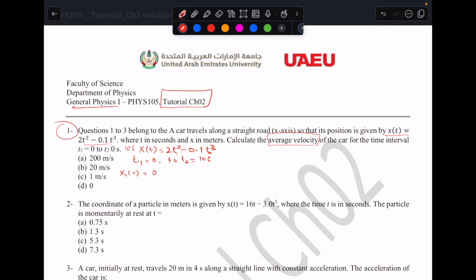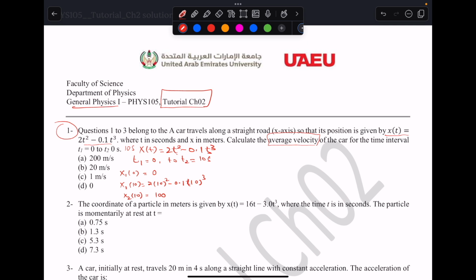So when we substitute x2, like 10 seconds, we will get 2 into 10 squared minus 0.1 into 10 cubed. Okay, so we will get an answer 100. So this is your x2 at 10.